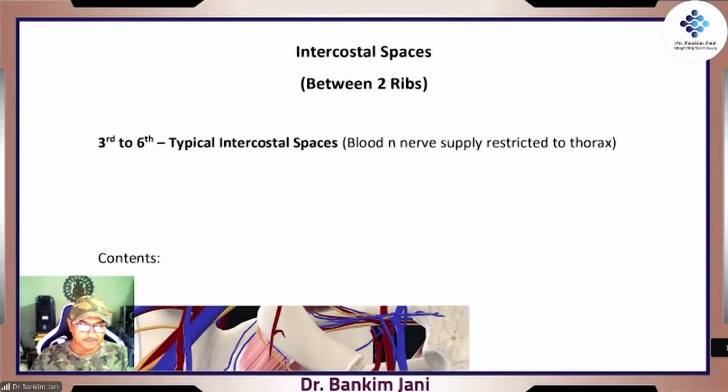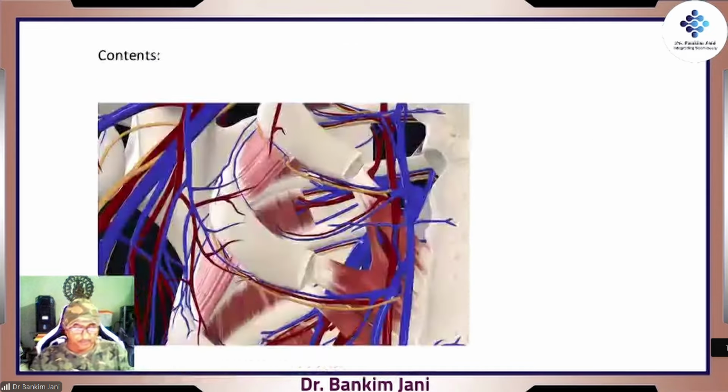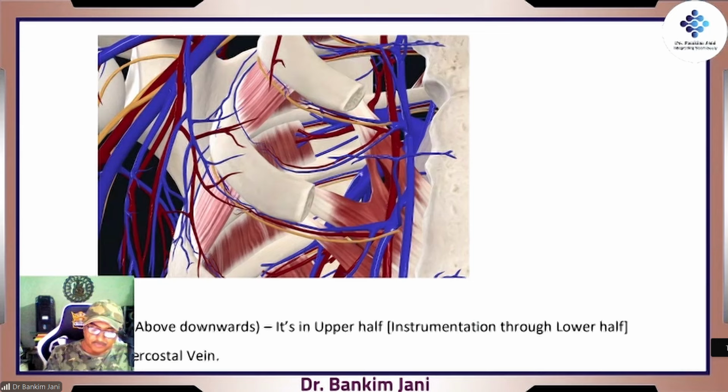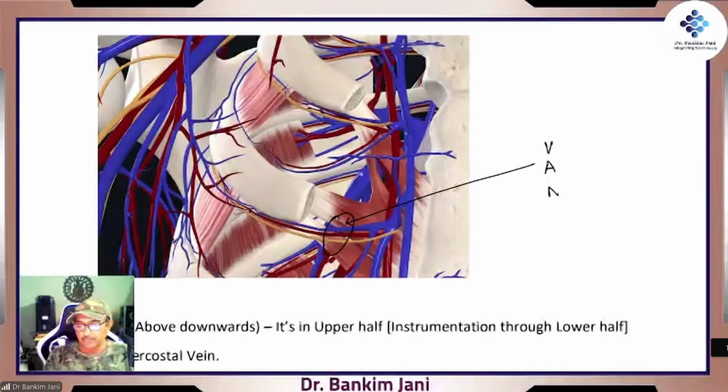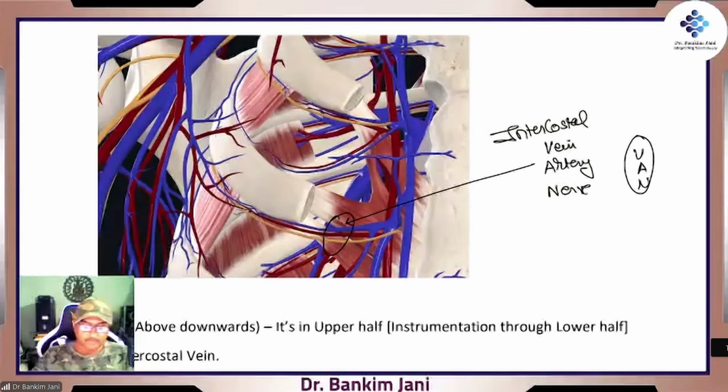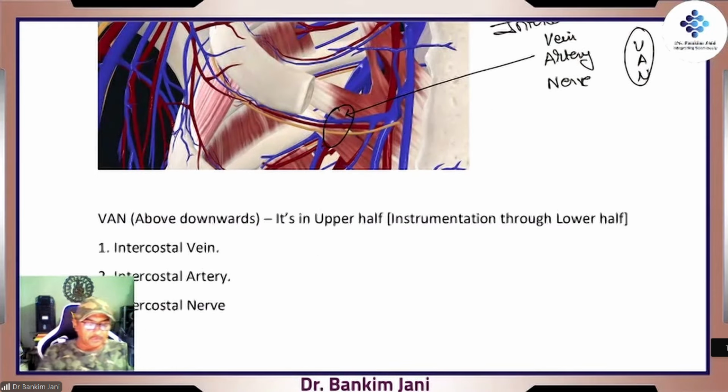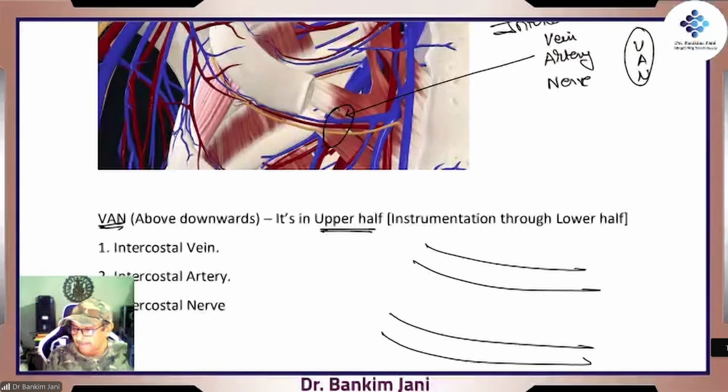Intercostal spaces are between two ribs, right? The third to sixth are called the typical intercostal spaces. Blood and nerve supply are restricted to the thorax. Just understand that in the intercostal spaces there would be a vein, an artery, and a nerve. That means intercostal vein, intercostal artery, and intercostal nerve. Remember it like VAN. It runs from above downwards, and it is in the upper half. What does that mean? The technical part is this. A small piece of information, but this is the kind of question they do ask.